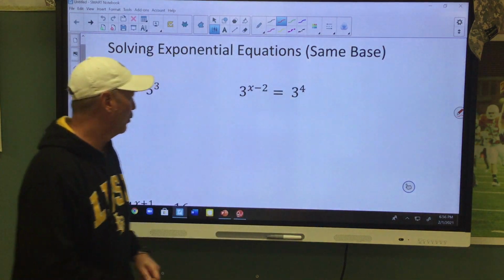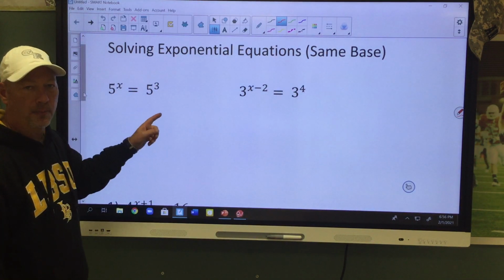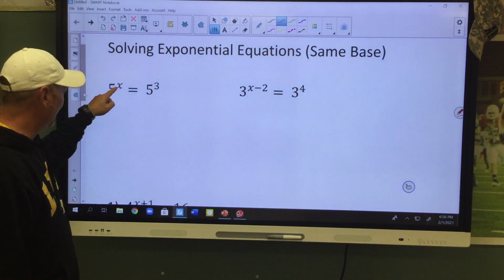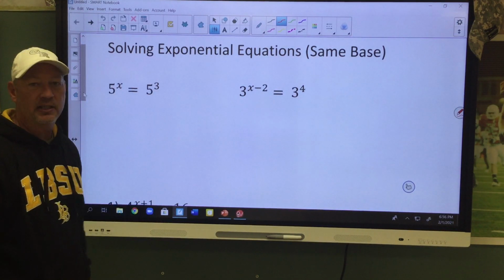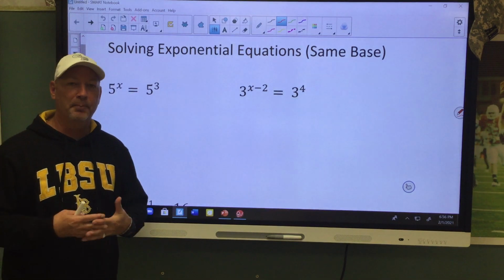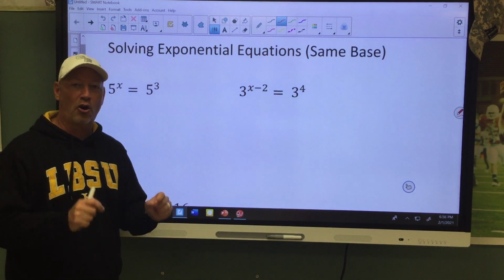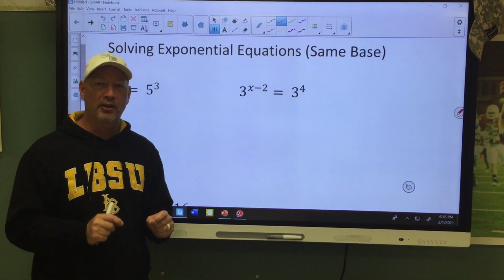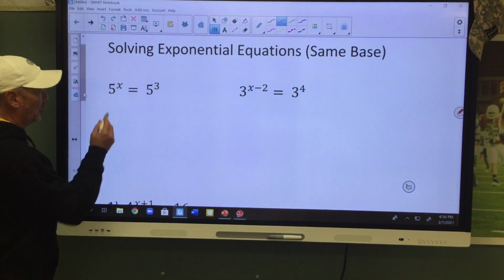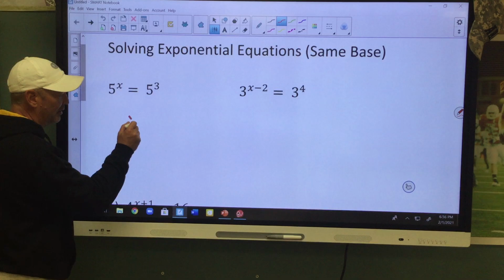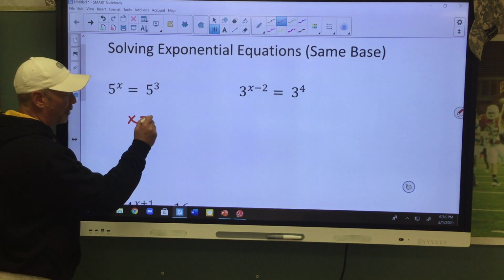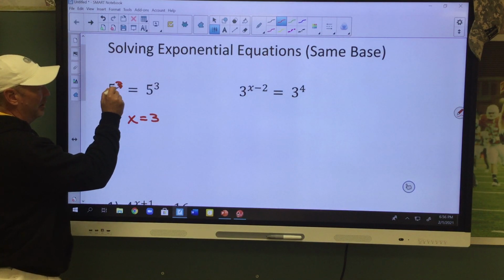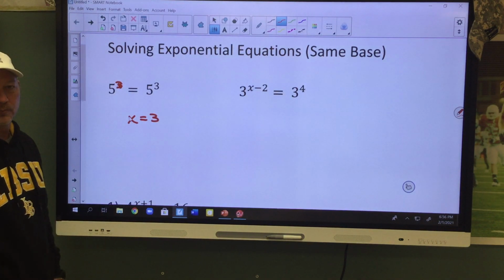Okay? So when we look at this example, my base is a 5, the exponent is an x, the exponent is a 3. When we're in a position when the bases are the same, then I can set up an equation using their exponents. In this situation, I can tell you that x equals 3. Because think about this. If this was a 3, then those would be exactly the same.